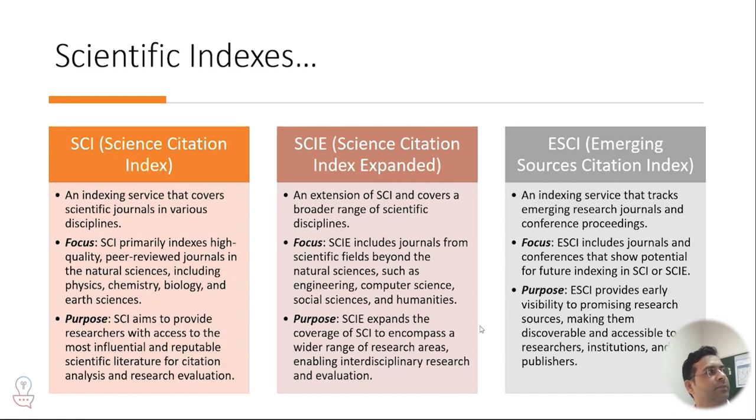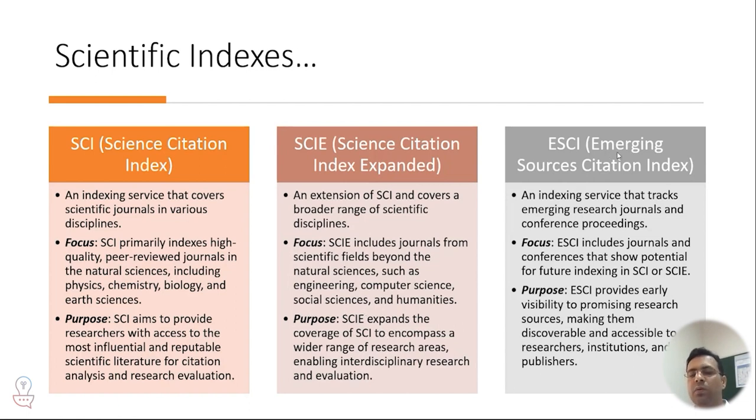So in that case, we have this SCIE. This is the expanded version. Here, this is the top journal, top category. But sometimes the journal, before it comes into this category, is ranked into this category, SCIE. So it covers a broader range of disciplines. And here, when we are saying only the science, it includes some extra as well, for example, humanities or social sciences.